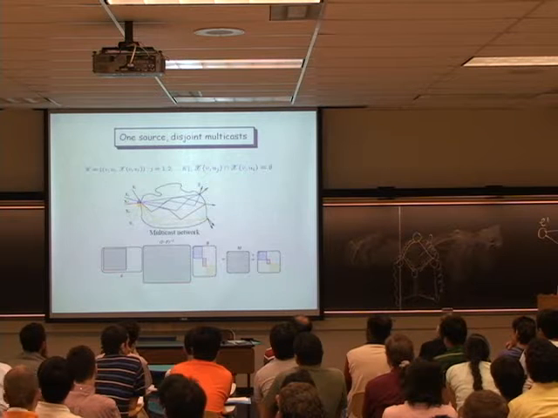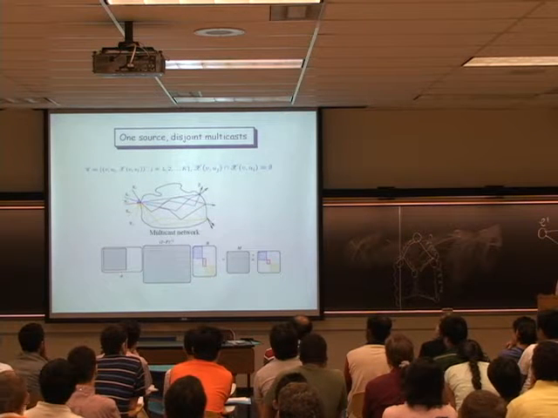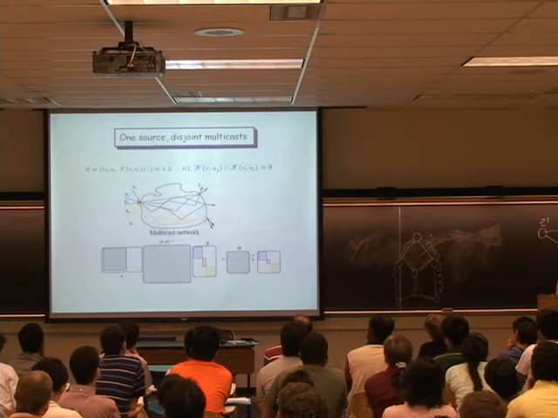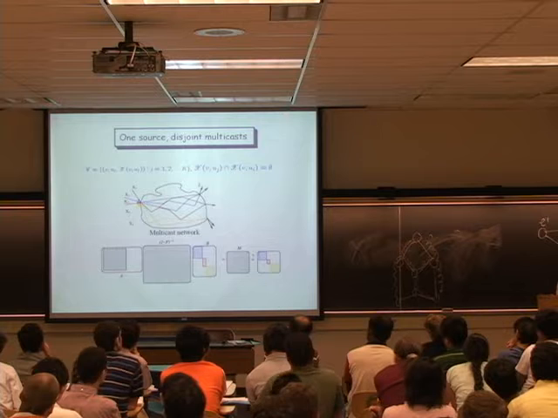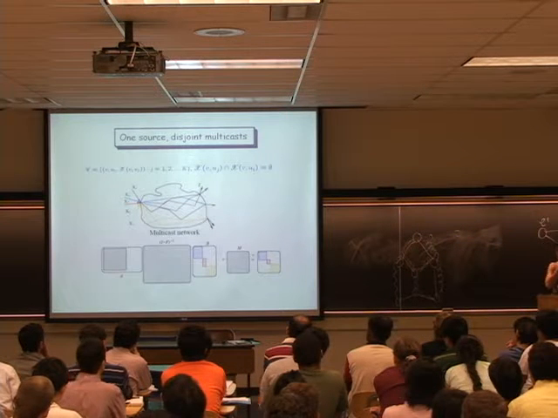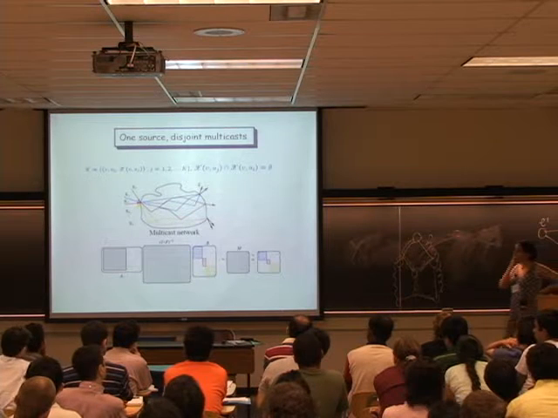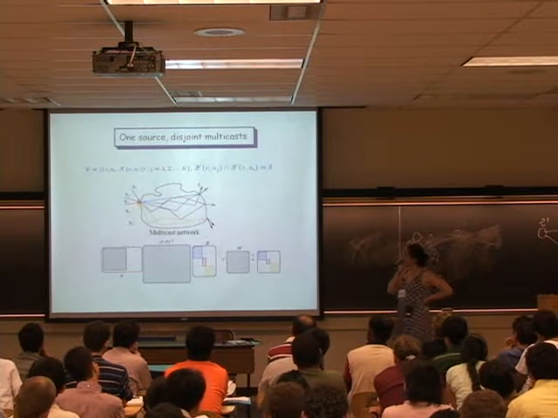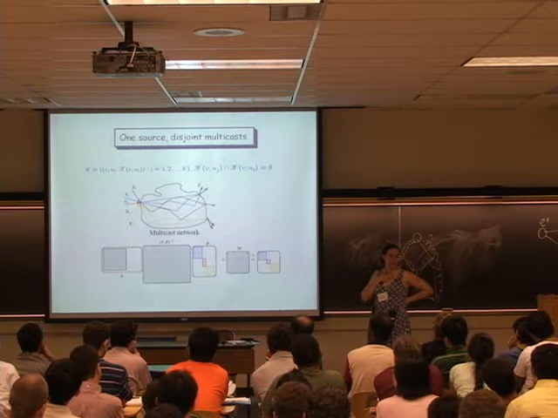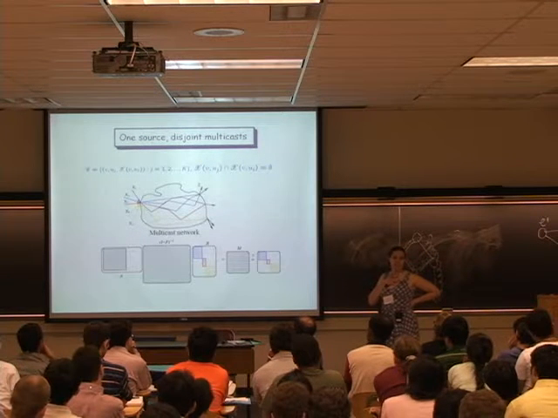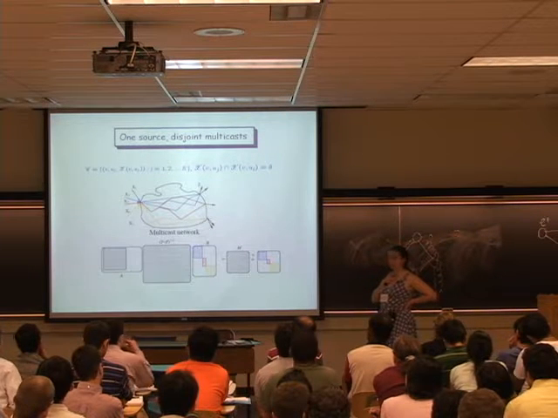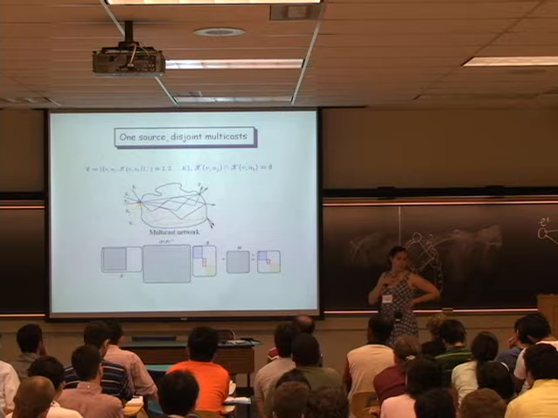All right? One source, disjoint multicasts. So one source disjoint multicast means that I have a source and every receiver wants something else. Maybe I shouldn't have called it disjoint multicast. Disjoint something else. But whatever. Every receiver wants something else. Okay? So I have one source, but none of the receivers want the same thing ever.